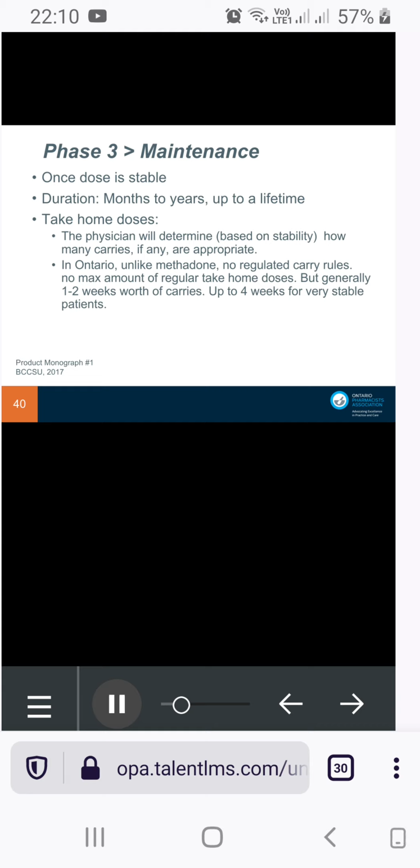In Ontario, unlike methadone, there's no regulated carry rules, so there's no maximum amount of regular take-home doses. Generally, my patients will get 1 to 2 weeks worth of carries, but the very stable patients will get up to 4 weeks at a time.